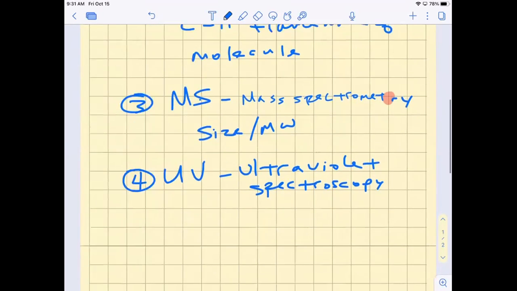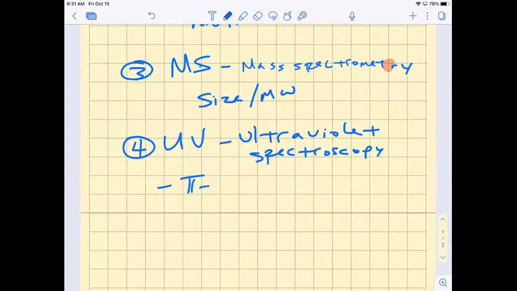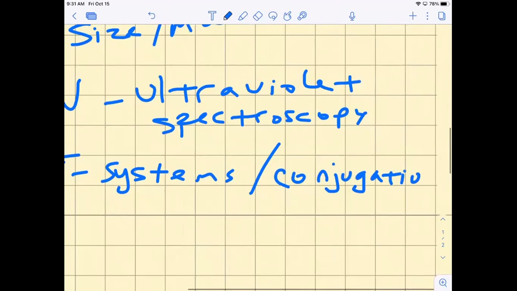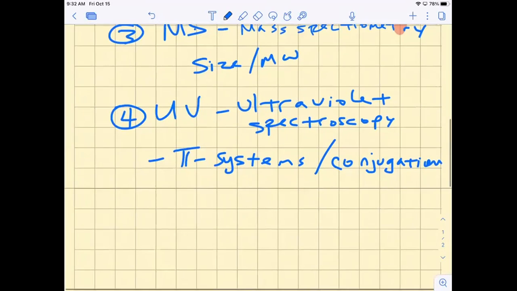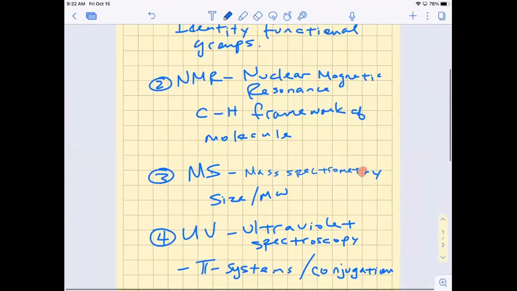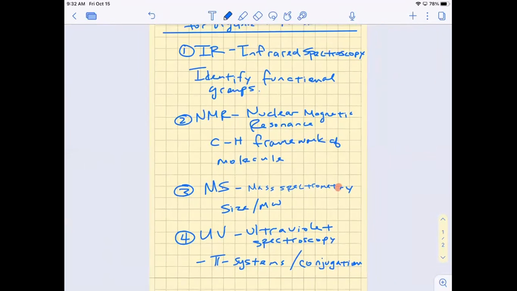helps you to identify pi systems and conjugation. All right, so those are really four major characterization methods: infrared, NMR, mass spec, and UV.